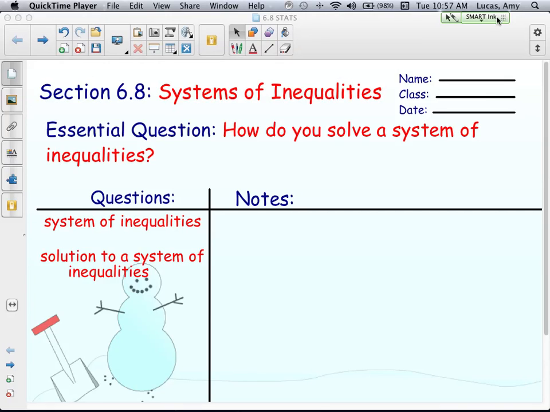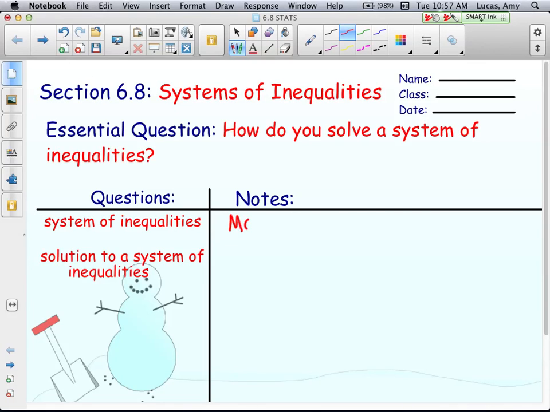Lesson 6-8, Systems of Inequalities. Our essential question is, how do you solve a system of inequalities? A system of inequalities means more than one inequality. And I'm going to clarify that by saying more than one linear inequality.